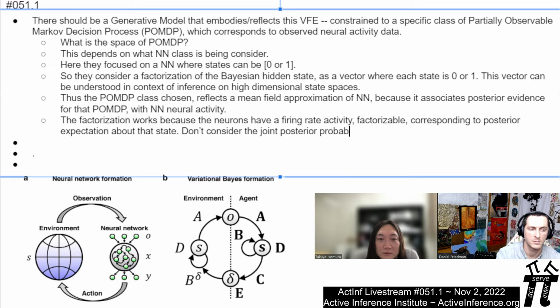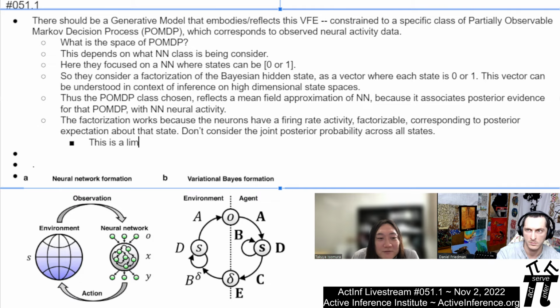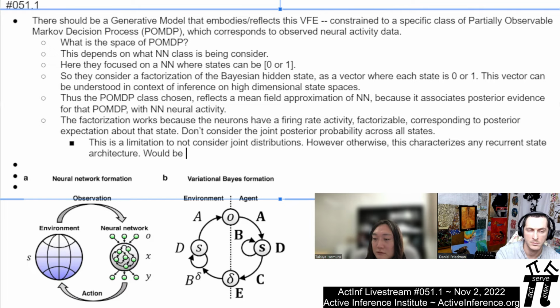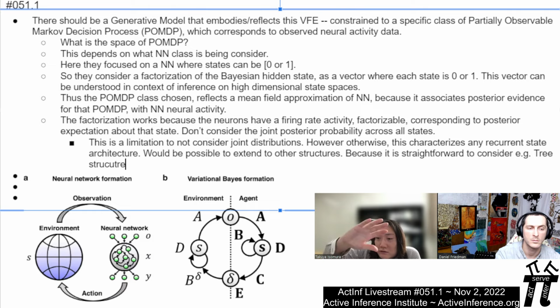So although this is a limitation of this class of Bayesian inference, otherwise, for example, we can consider any recurrent network architecture, which corresponds to a state transition matrix, and it would be possible to extend this architecture to a hierarchical structure. It is straightforward to consider a tree structure or any kind of hierarchical structure by assuming that some neurons connect to other neurons but not to others. So this is the same as considering a hierarchical structure in general.